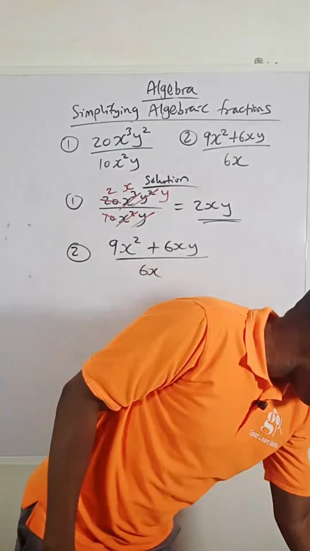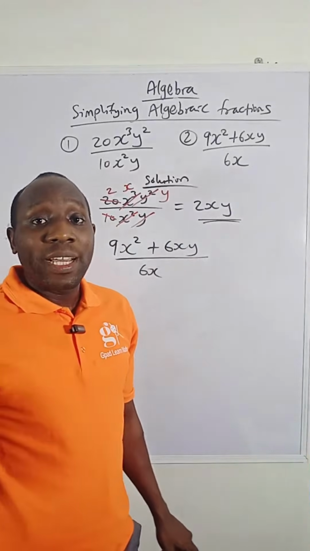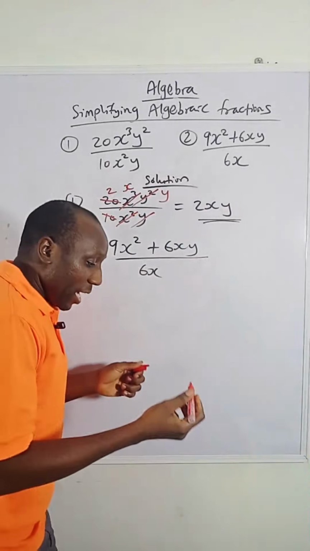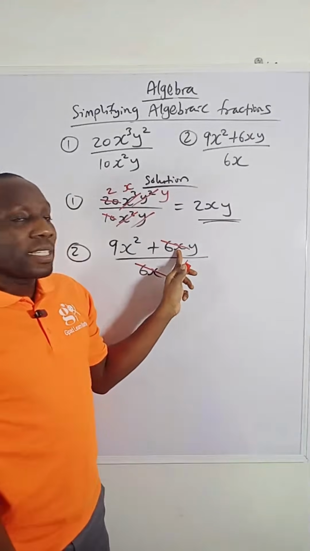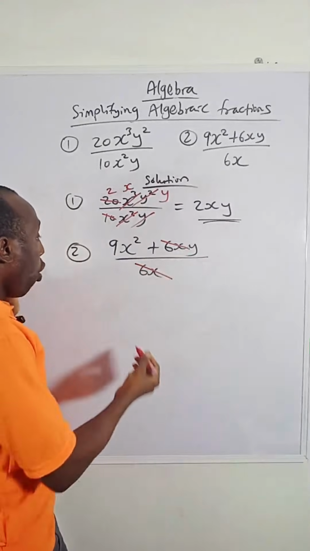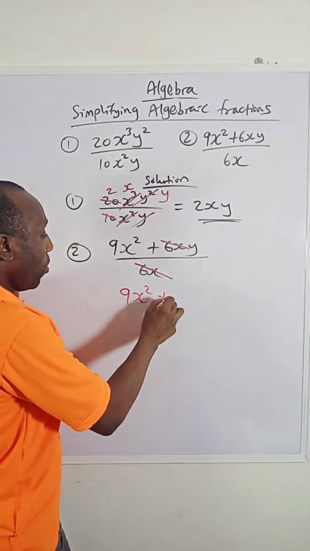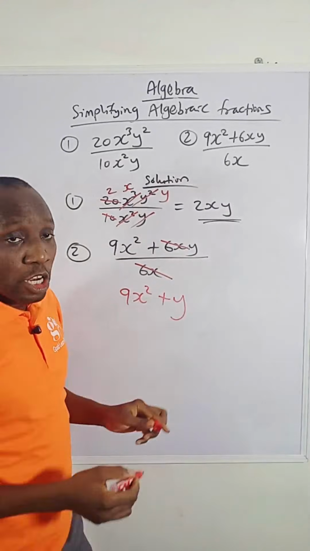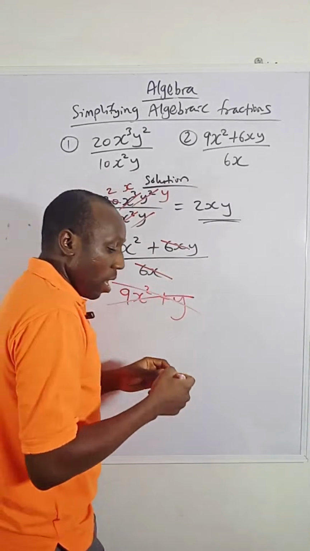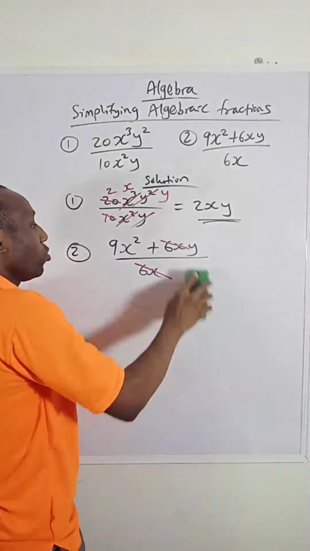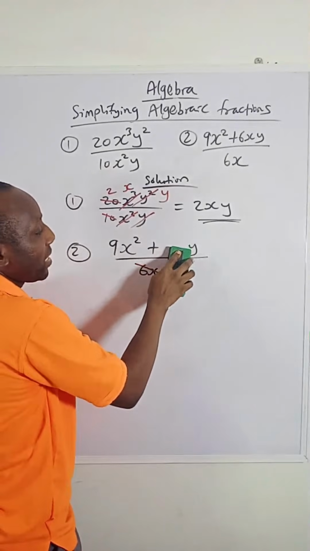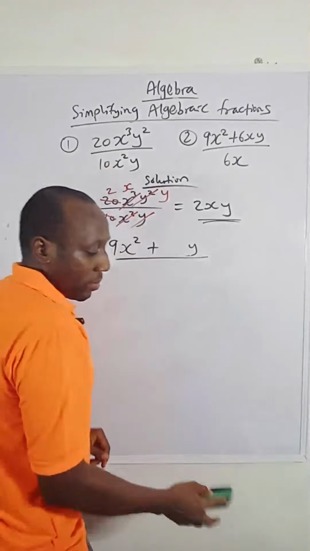If they want to simplify this, here is what they are going to do. They are going to say 6x cancels 6x because they saw 6x here, and they will finally say, oh, the answer is 9x squared plus y. Is this correct? No, it is completely wrong. So how do we simplify this if we don't want to use this crappy method?